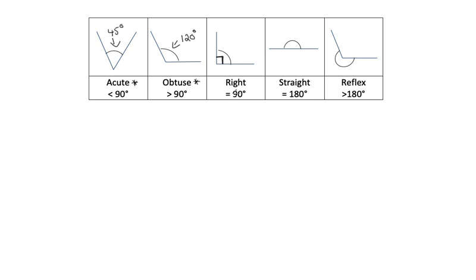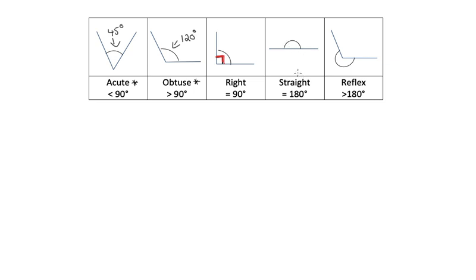Now, yesterday we learned what a right angle is, and a right angle should always have one of these little corners in the corner, and that's how you know this is a right angle. A right angle is always 90 degrees. A straight line, we were just talking about this, a straight line is always 180 degrees.